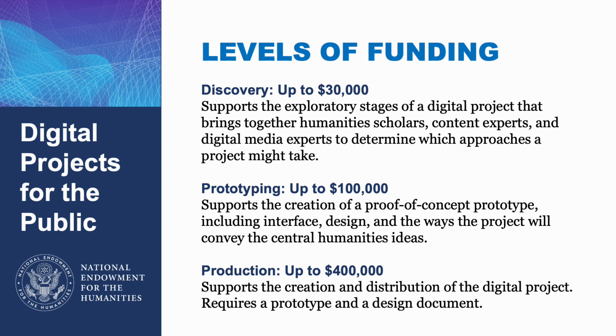Digital Projects for the Public offers 3 levels of funding. Discovery, which is up to $30,000, supports the exploratory stages of a digital project that brings together humanities scholars, content experts, and digital media experts to determine which approaches you might take. Prototyping is available up to $100,000 and supports the creation of a proof of concept prototype, including interface design and the ways the project will convey the central humanities ideas.